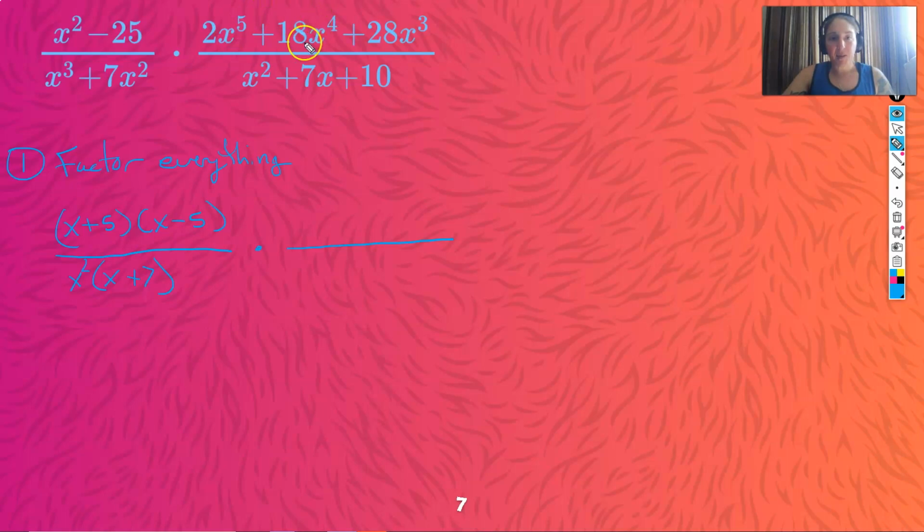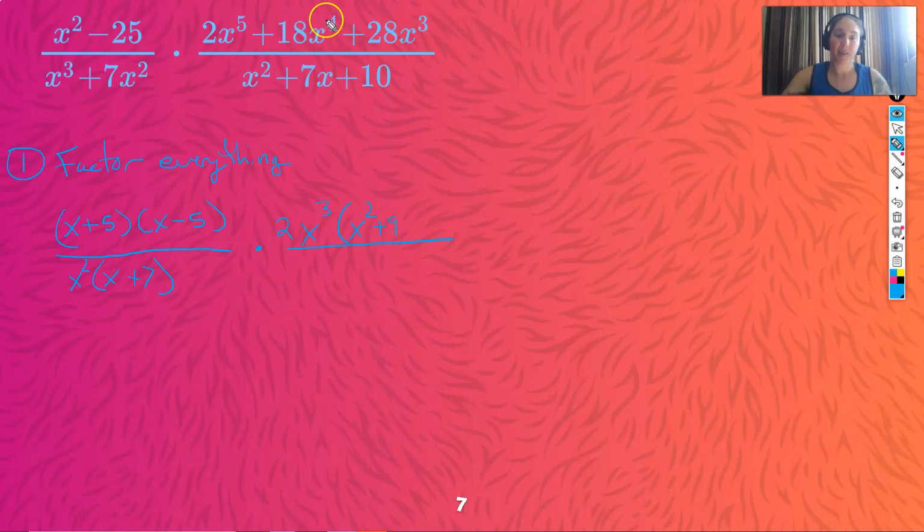Let's see, this is a trinomial, but I also know that there is a common factor, right? There's an x cubed that I can pull out of every term. So let me take that out of everybody. And they're all even, so I'm also going to take a 2 out. So if I take a 2x cubed, I'll be left with x squared. If I take a 2 out of 18, I'll be left with 9.